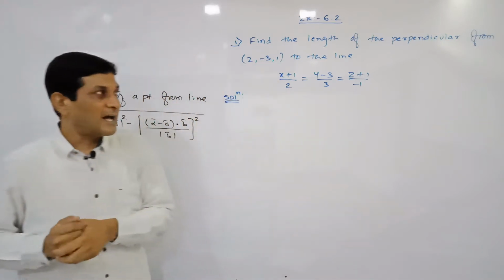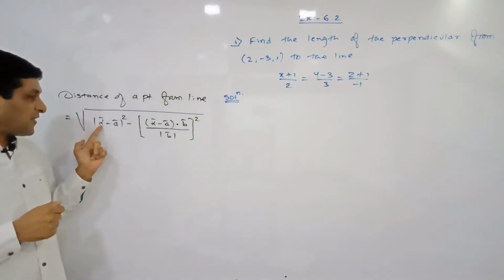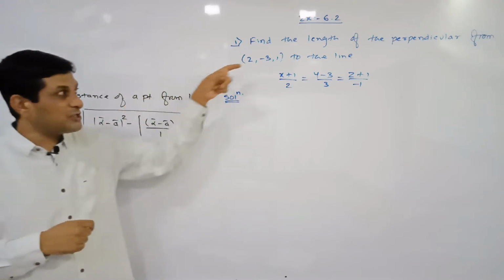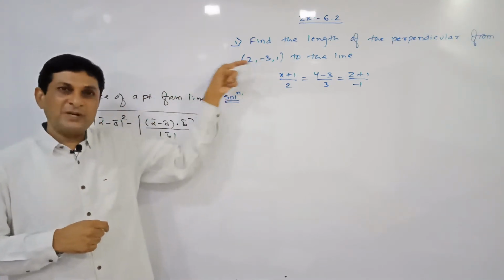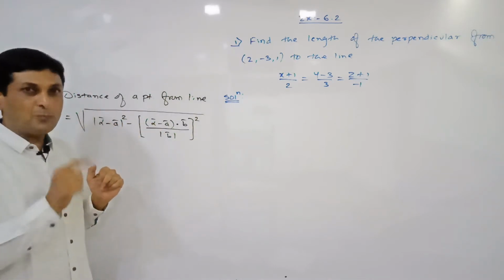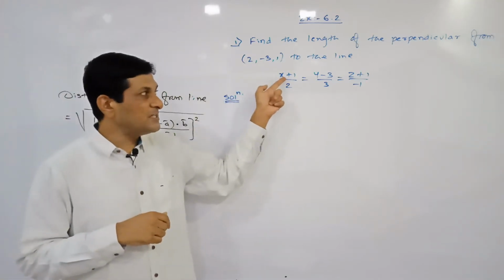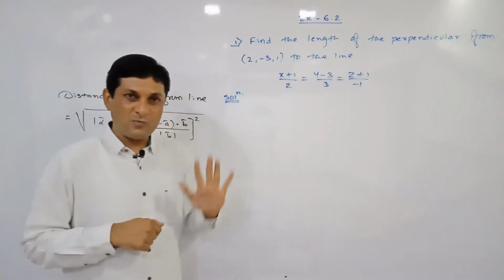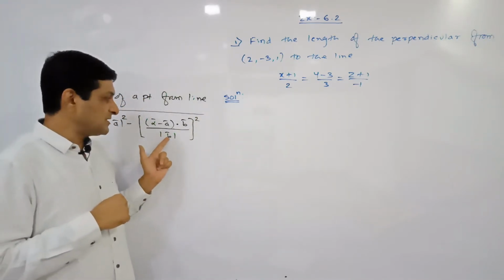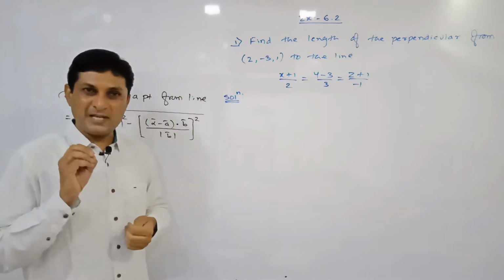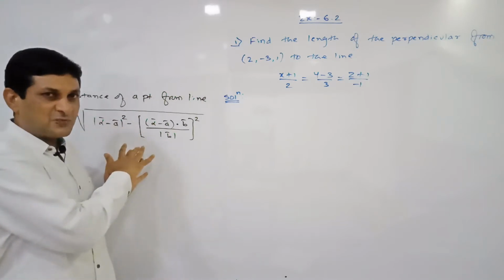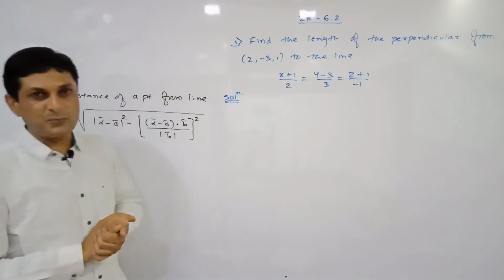What is that formula? |alpha bar cross b bar| upon |b bar|... Alpha bar minus a bar. What is this alpha bar? Alpha bar is the position vector of this point. Means from this point we will get the value of alpha bar. And a bar is nothing but a position vector of a point on the line. So since the equation of line is given to us, we are able to find out coordinates of one point on the line, and from that coordinate we are able to find out the value of a bar. And b bar is nothing but what? Vector parallel to the line, or we can say the vector along the line. Once these three values are known to us, substitute these values in this formula and try to find out the distance of a point from a line.